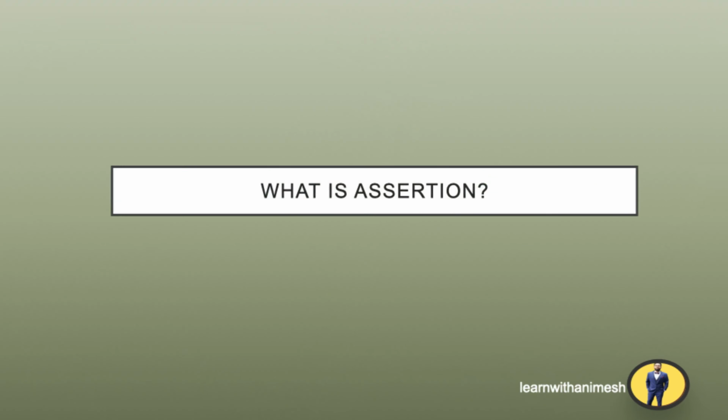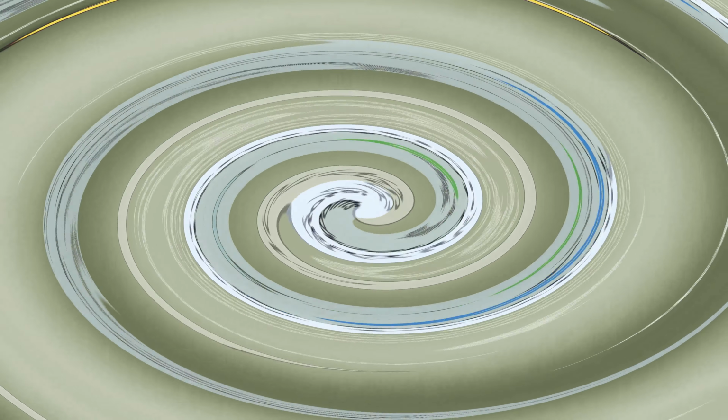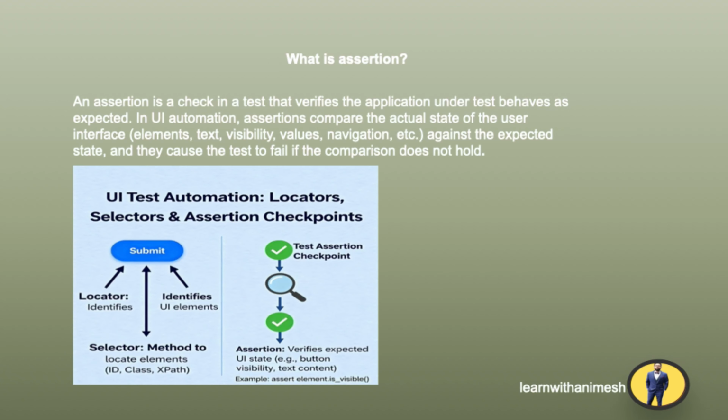Let's get started. So guys, the question is, what is assertion? If you don't come from a test automation background, then you might not have heard about assertions. But if you have done functional testing, we checked the expected result against the actual test result. So assertion is the same thing, checking a few checkpoints to see whether the test flow is working fine or not.